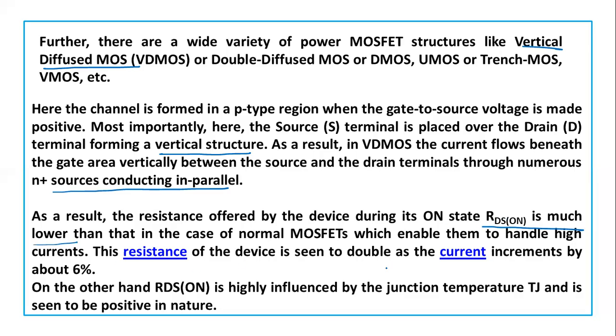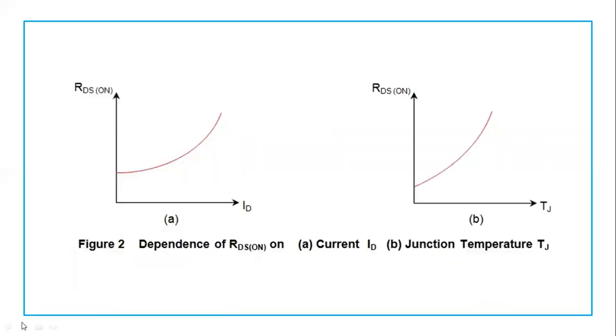And the resistance of the device seems to be double as the current increments by about 6%. So the more the current, the less the resistance will be. On the other hand, this resistance is also influenced by the junction temperature TJ, and it seems to be positive in nature.